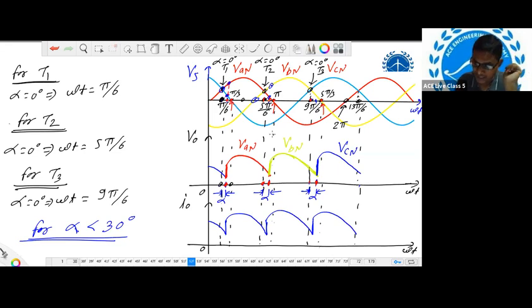We're applying the gate pulse to thyristor T2 at this instant. So till this instant, the output will be like VAN only. Now you can check at this instant when we apply the gate pulse to thyristor T2. But before that, please check whether our thyristor T2 will be in forward bias mode or reverse bias mode. So you can check corresponding to this instant.